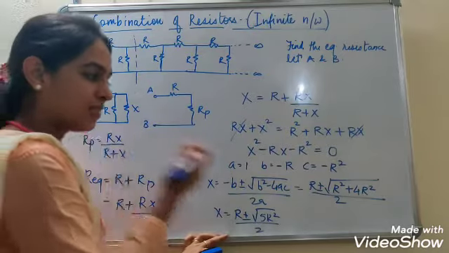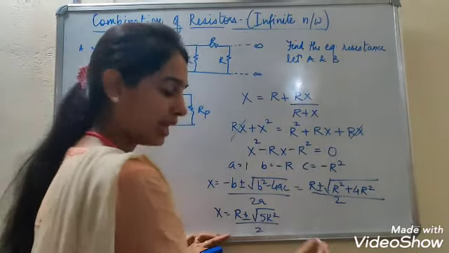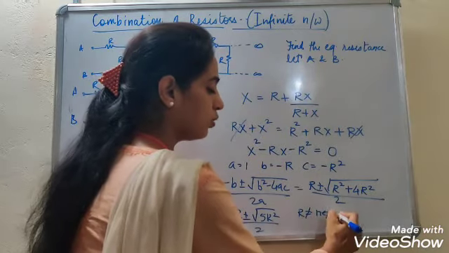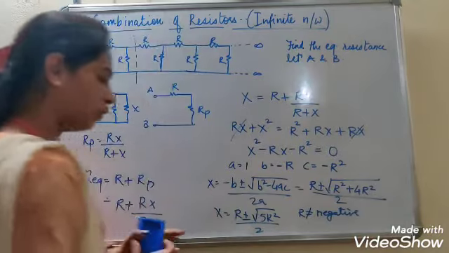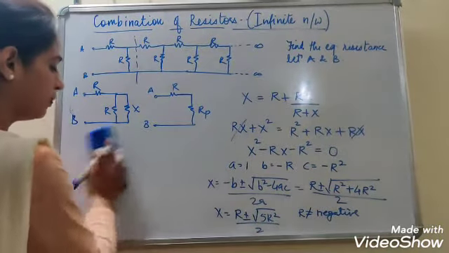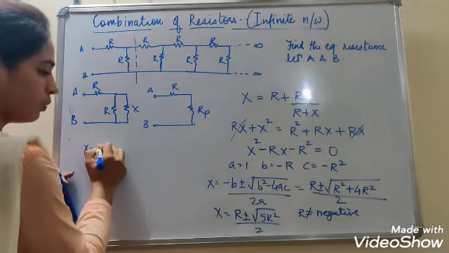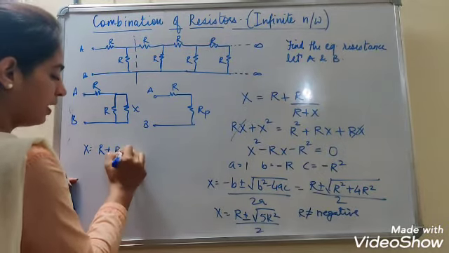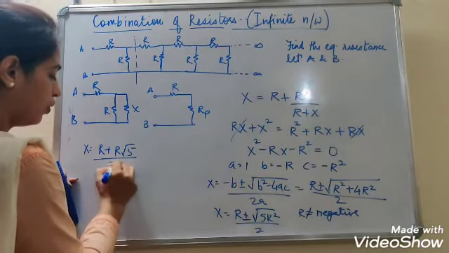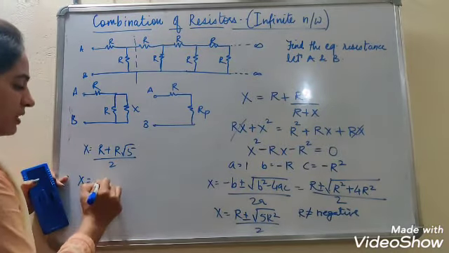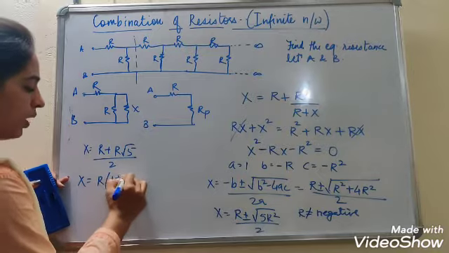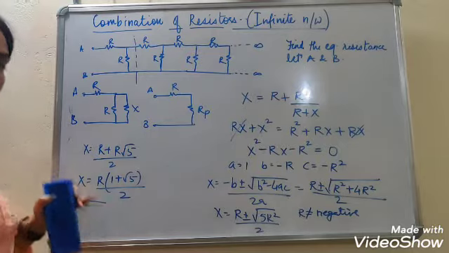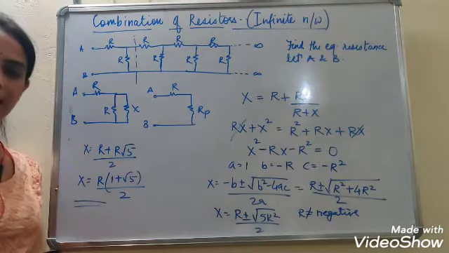Resistance values cannot be negative, right? R can never be negative. So we consider the positive value of x. So what is the positive value of x? X is equal to R plus under root of 5R square, which will be R root 5, upon 2. So the value of x is, taking R common, R times 1 plus root 5 by 2. This is the value of the equivalent resistance between A and B.